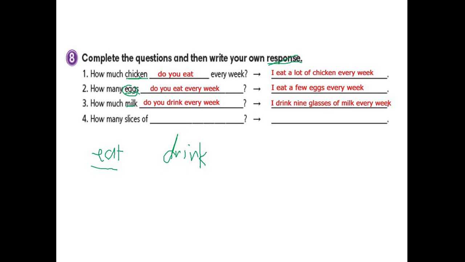Okay, next, number 4. How many slices of blank, blank, blank, blank? Our keyword here is the word slices. Since we don't have food there, unlike in numbers 1, 2, and 3, where we have food, we only have slices this time. Now, when you think of the word slices, what are the foods that you can eat by slice? Okay, so we have pizza.